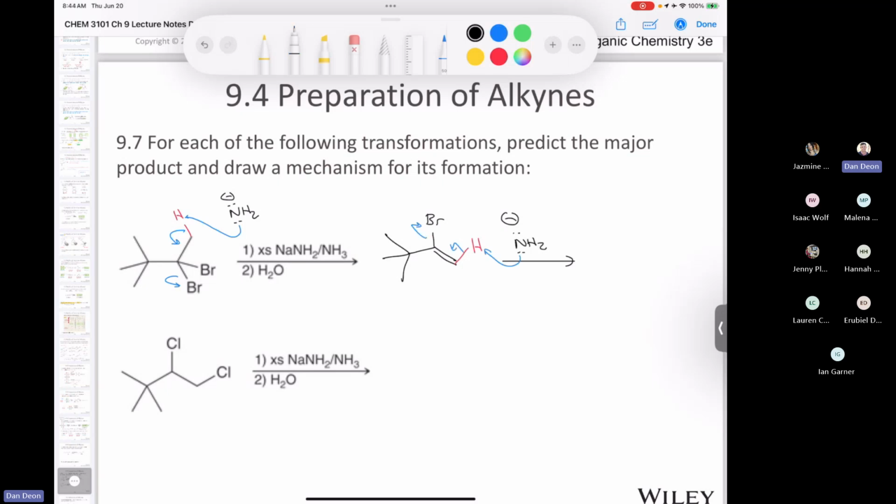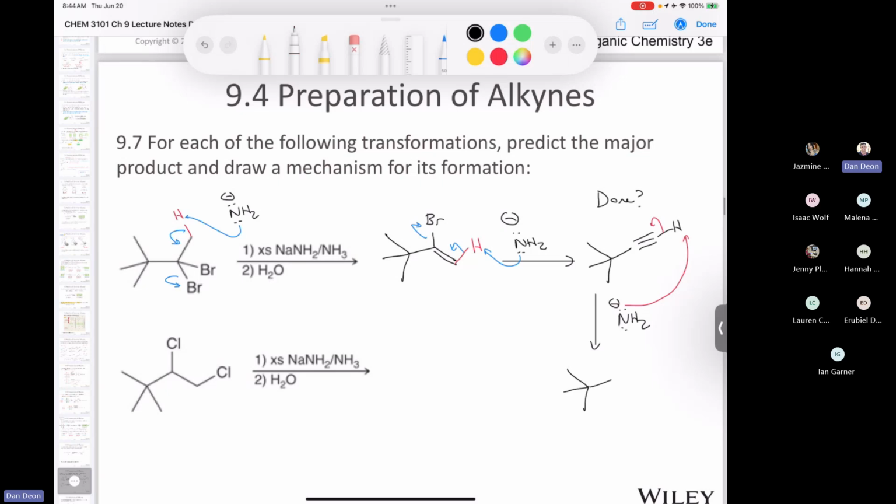So now we end up with our terminal alkyne, and we have a proton there. So you might think we're done. You might be like, well, there you go. Mechanism complete. No, because we have excess sodium amide. So another equivalent of sodium amide, a third one, is going to come in and deprotonate here to give us the alkanide.